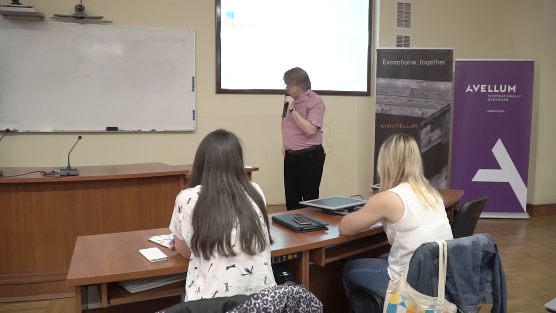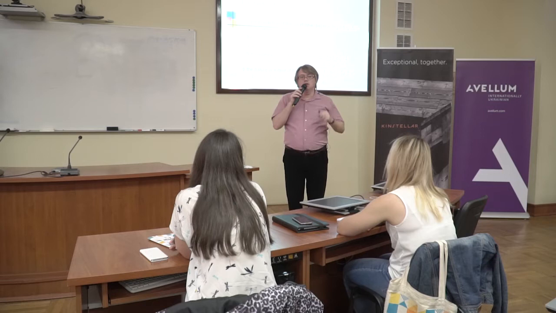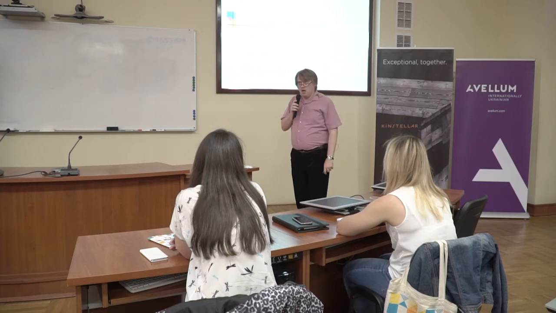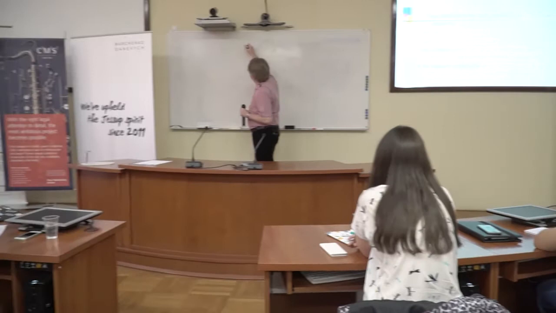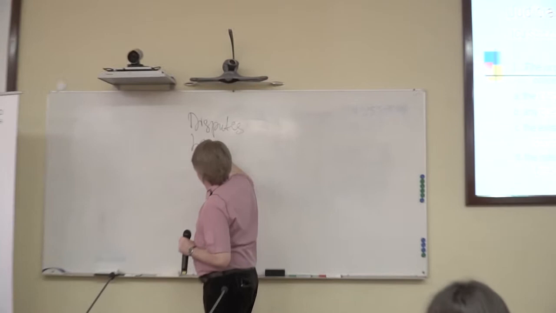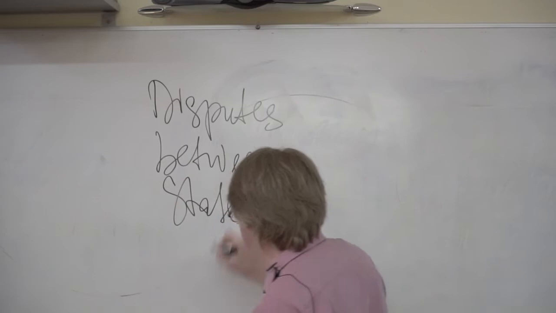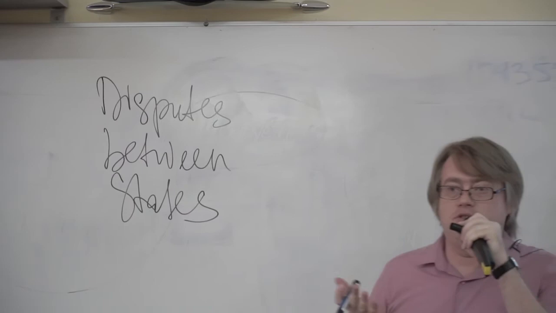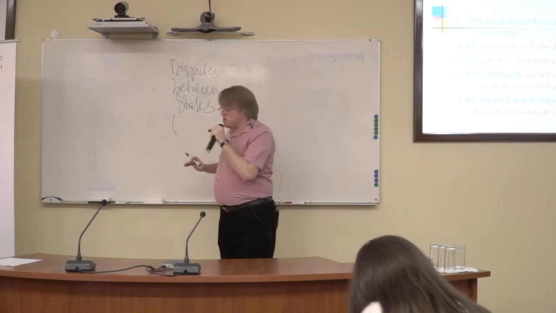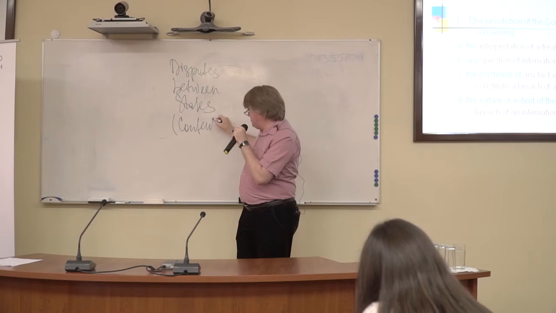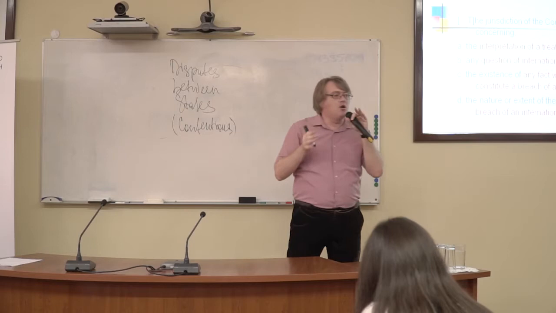The second issue that I would like to discuss with you now is the formats in which the International Court of Justice operates. One is, as you know very well, disputes between states. This is what we have said now. Sometimes this jurisdiction of the ICJ is called contentious. That is, one part of the ICJ's jurisdiction is about contentions, disputes between states.